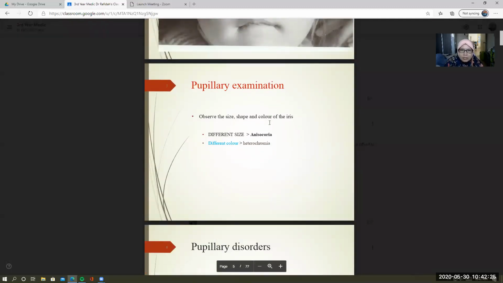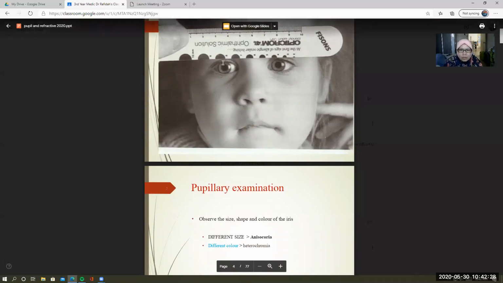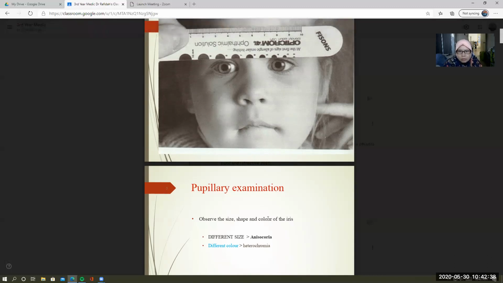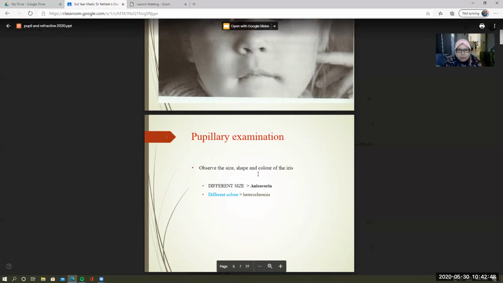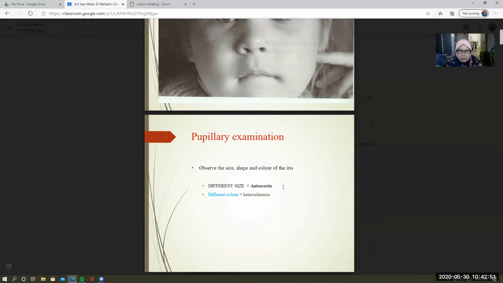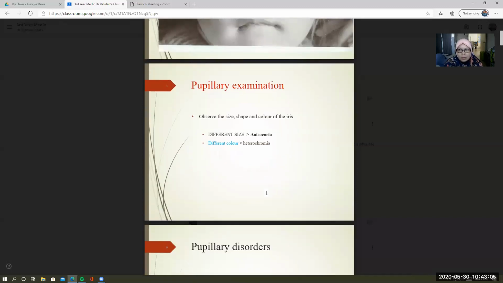Okay, so when you start an examination, you must see the size, how many millimeters. You must see the shape. Is it round? Is it crooked? Is it like a triangle? Is it square? Okay, and also you must see the color of the iris. If the pupils are of different sizes, you call it anisocoria. If you see it in a different color, you call it heterochromia. It can be quite rare, unless the patient wears different colored contact lenses, for example. Other than that, if it involves systemic diseases, it is very rare.